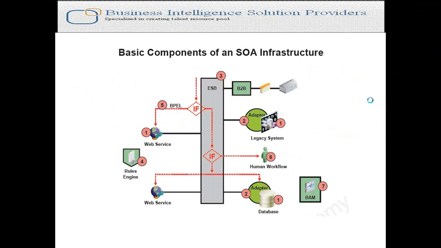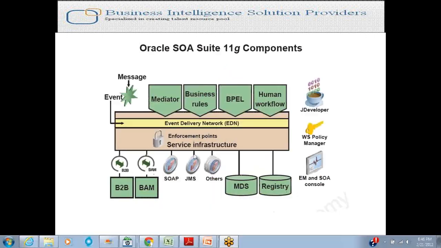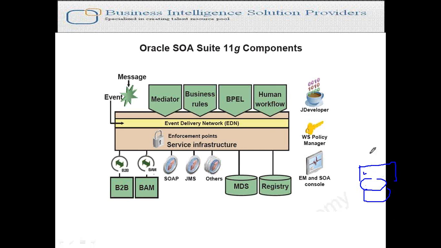Okay, so let's see what the SOA 11g components are. When you install SOA 11g, it goes something like this. First is the database. Upon it sits the WebLogic server. Upon that sits the SOA. Okay. The domain is something that joins all of them, but this is the way it is created.